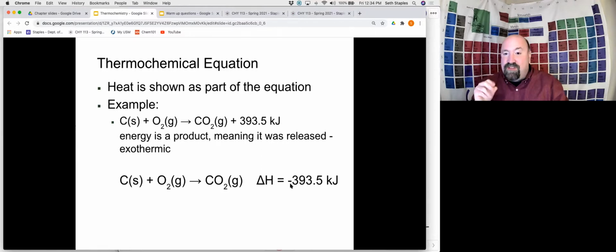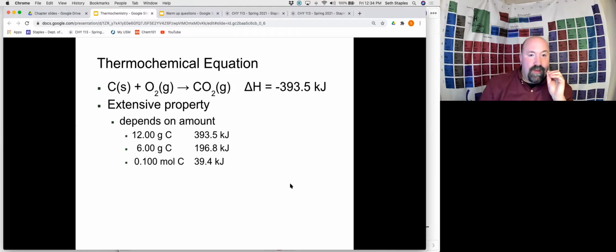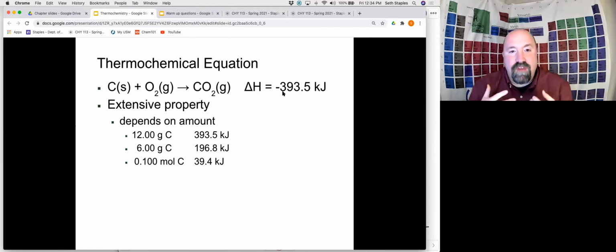Now this process, and this enthalpy that we are given for the reaction, is dependent on the stoichiometry as written. So in other words, when I look at this overall reaction, this means that the reaction of 1 mole of carbon with 1 mole of oxygen to produce 1 mole of CO2 is going to release this much energy. And so the enthalpy of a reaction is an extensive property. It does depend on how much is actually used.